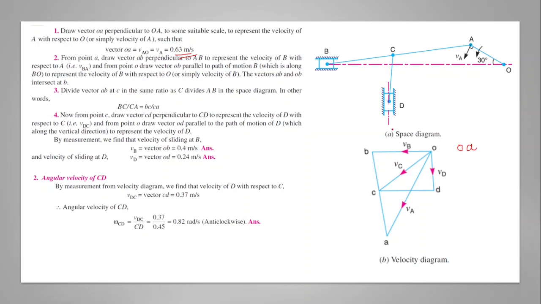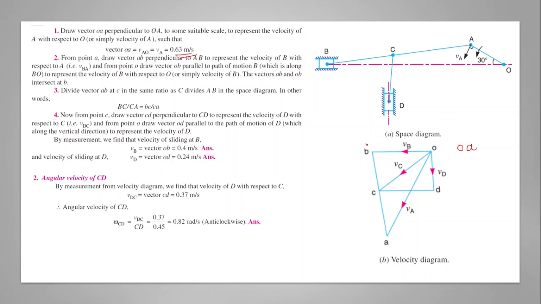After that we can draw a line which is perpendicular to AB, which is perpendicular to link AB. That is the line of action of velocity of B with respect to A. Velocity of B with respect to A is always perpendicular to link AB, and that must be passing through point A. Then we can draw that line of action.